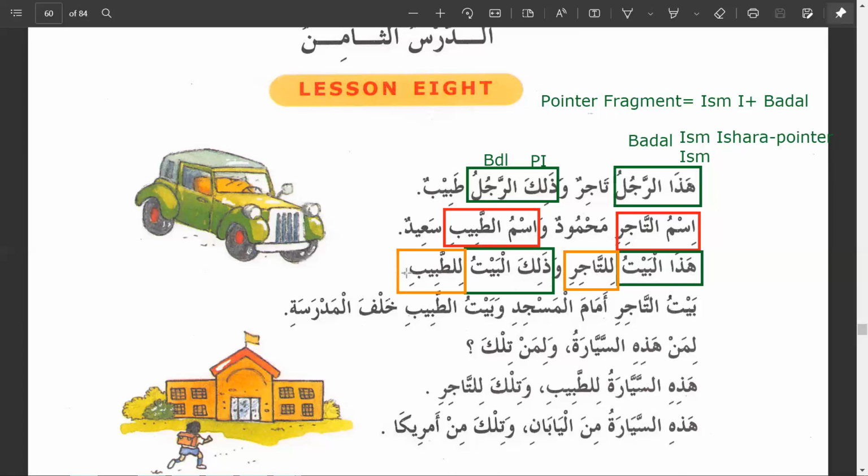Now, translate this big sentence from here to here. هذا البيت للتاجر وذلك البيت للطبيب. This house is for the merchant and that house is for the doctor. Very good. Excellent. Now, read this one and tell me if you find any of the fragments. Okay?